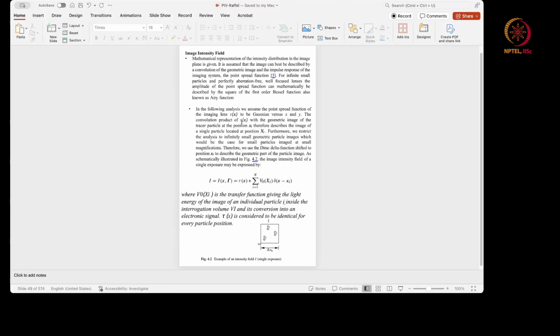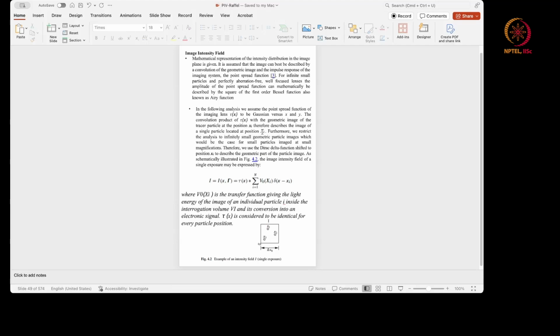So the convolution product of tau x with the geometric image of the tracer particle at a position xi therefore describes the image of the single particle located at capital Xi. So capital Xi is the actual particle which is located at capital XY in the object plane. Here we are assuming that if we convolve tau x, which is the point spread function, which is Gaussian, with the geometric image of the tracer particle at the image plane, which is small xy, together this convolution will describe the image of the single particle located at capital XY.